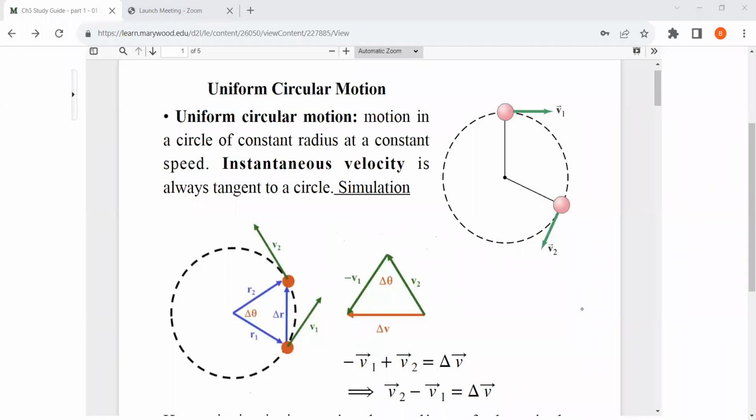All right, so let's start. Today you are going to learn a new chapter, chapter number 5, and here you are going to learn about uniform circular motion and gravitation.